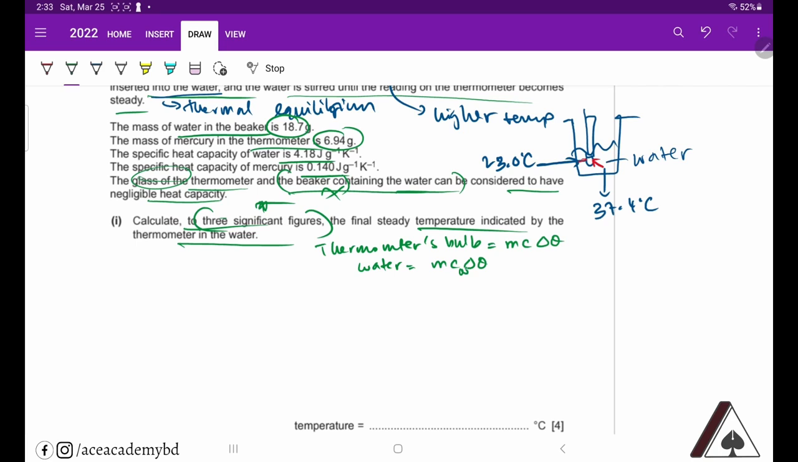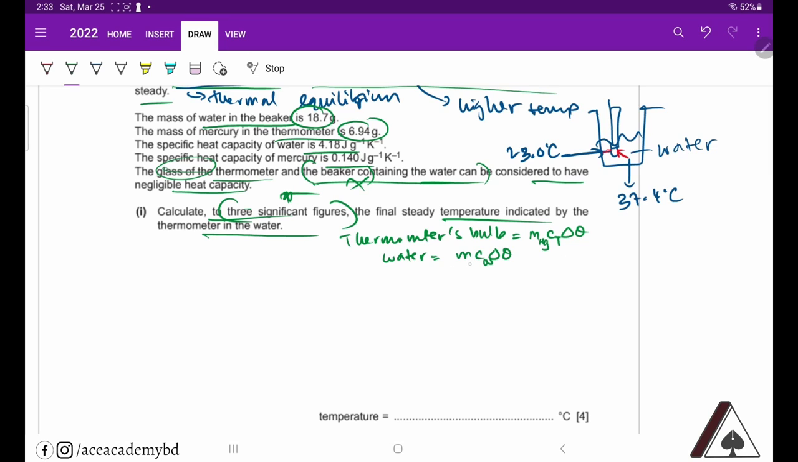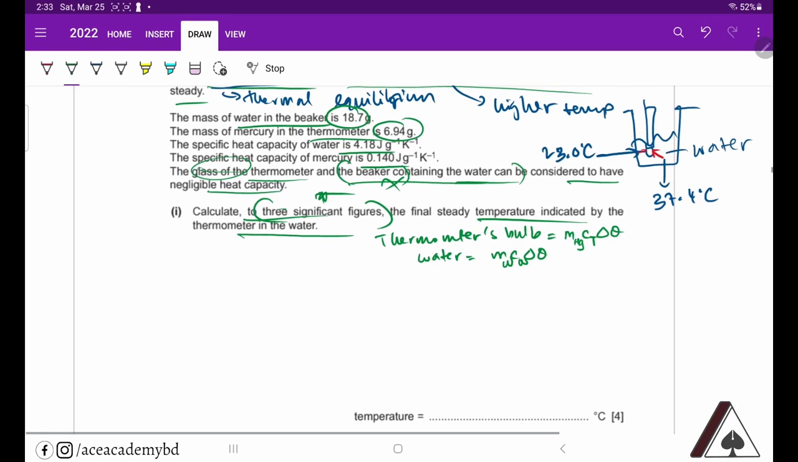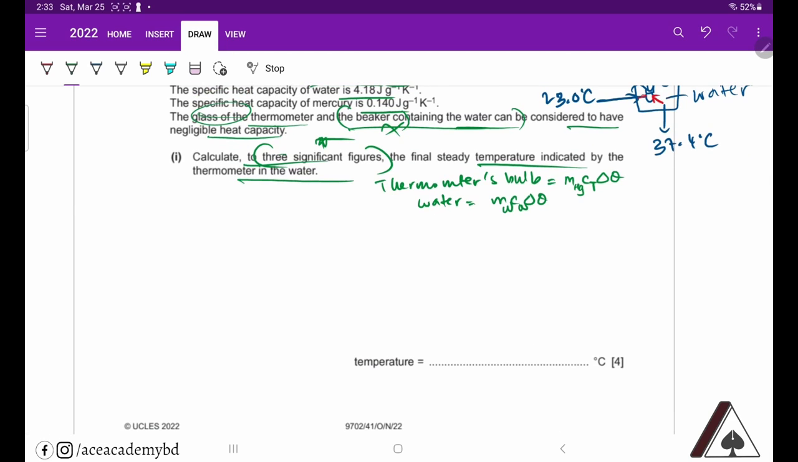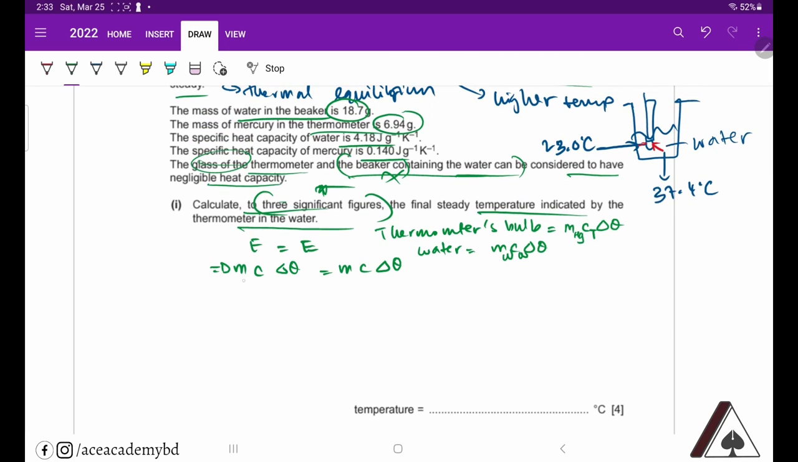Over here, this is the specific heat capacity of water, and over here, this is the thermometer, and the mass is also of mercury. So mercury can be written as Hg, which is the symbol for mercury, and for water, it's W. Since we are trying to achieve thermal equilibrium, the energy will be equal at one point. That is the point we're trying to reach, and we need to find the temperature at that point. So we can just equate mcΔθ of the water to mcΔθ of the thermometer. On this side we write it for water, and this side for mercury.